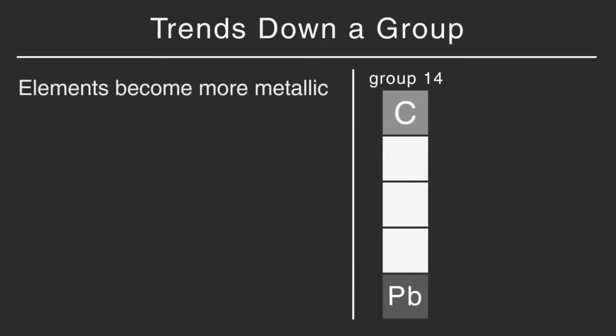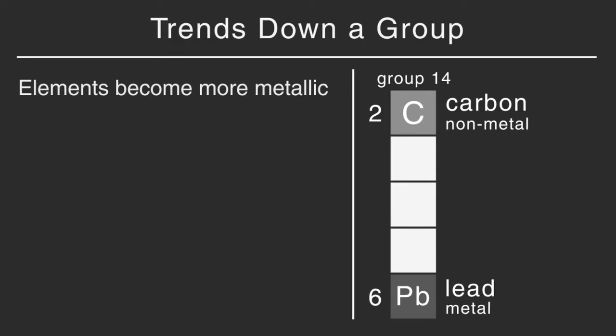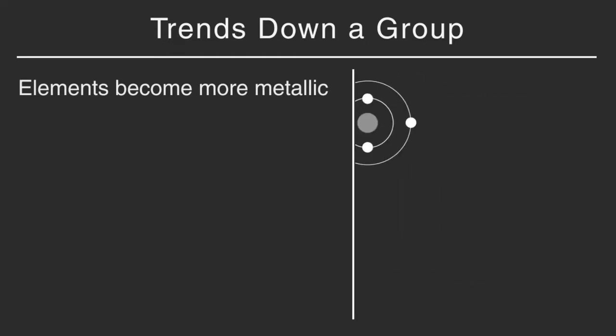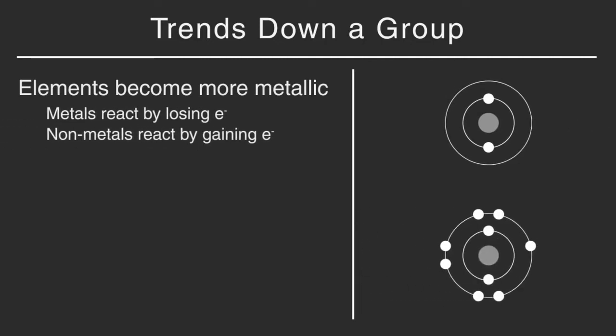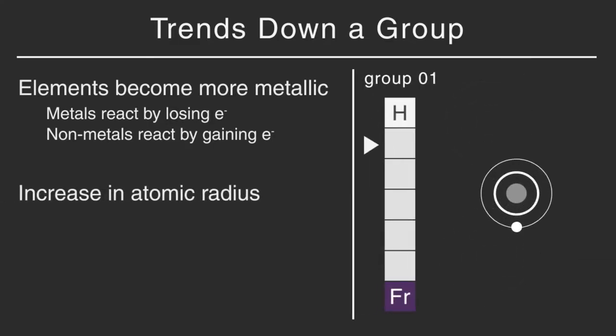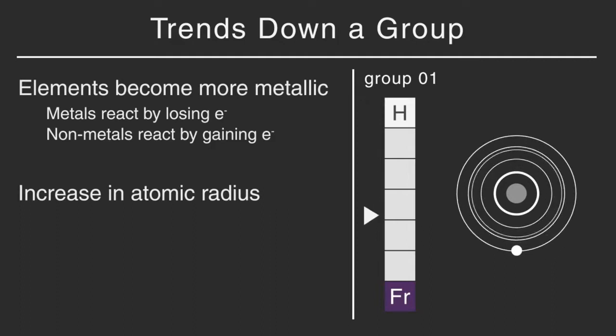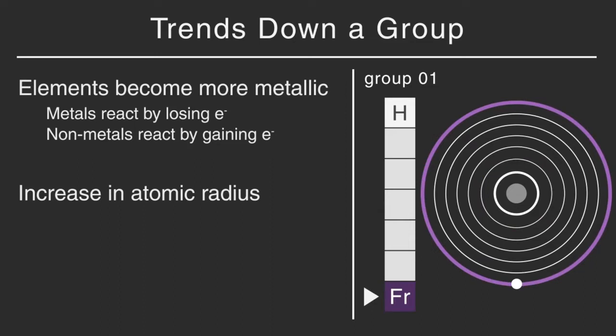This is clearly seen in group 14, where carbon in period 2 is a non-metal, but lead in period 6 is a metal. By the way, do you remember that metals are elements that react by losing electrons, and non-metals are elements reacting by gaining electrons? Also, going down the group, there is an increase in atomic radius. This means that an extra shell of electrons is added for each successive element.